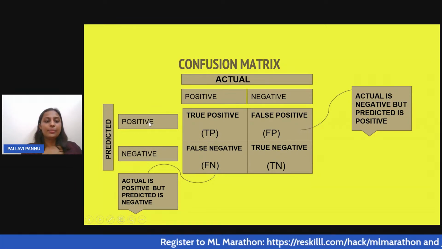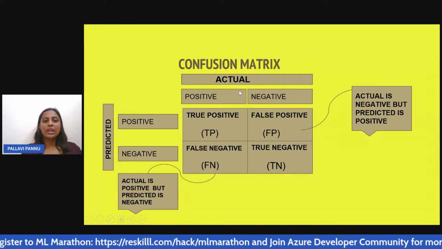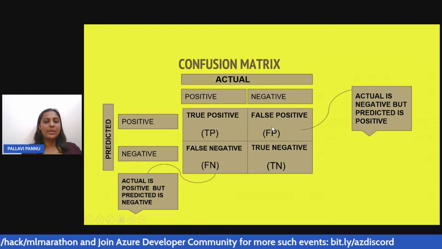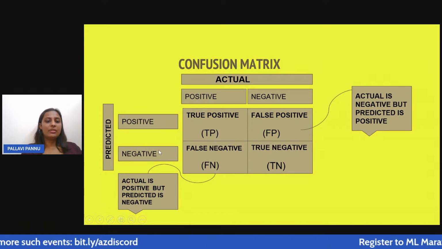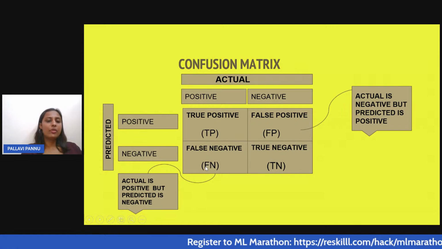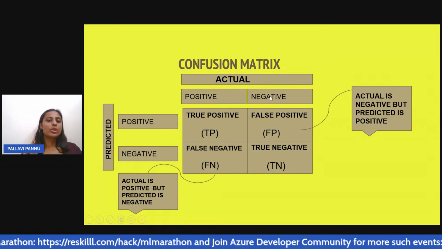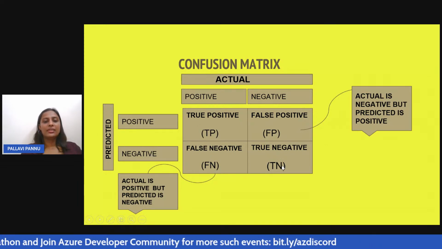Next is positive, negative. Both are not matching. If both are not matching, keep it as false. And what was my predicted? Predicted was negative. Next, can you do one for me? For the third one, tell me what will be the value. Negative, positive, both are not matching. So first will be false. And what was my predicted? Positive. And the final one: negative, negative, both are matching. So true. And the predicted is negative.